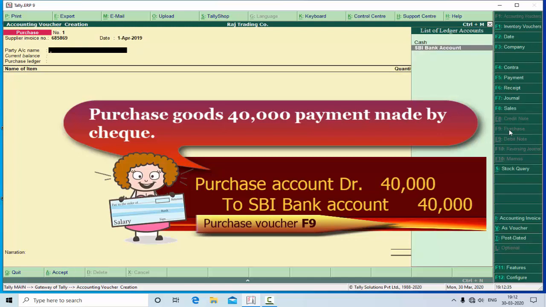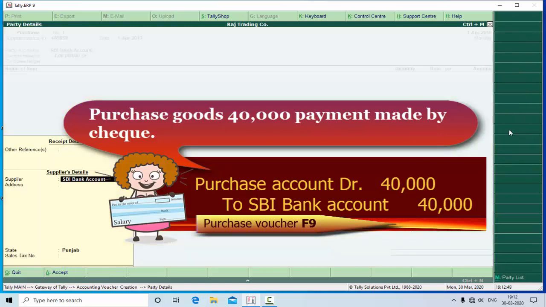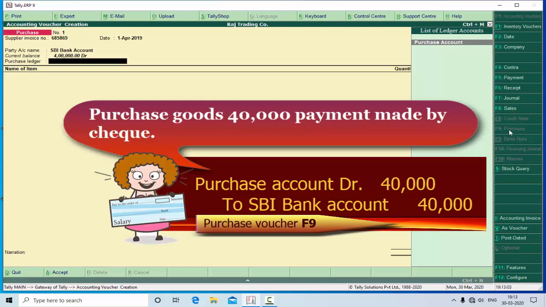If you have made the payment by cash, you can select cash, and if our business has made the payment by bank, you can select the bank. In this entry we have made the payment by bank, so select bank here, and you can enter the supplier detail here. Supplier detail: name of the supplier, meaning Mohan Lal, from whom we have purchased goods, his address, state, and sale tax number if available, you can enter here.